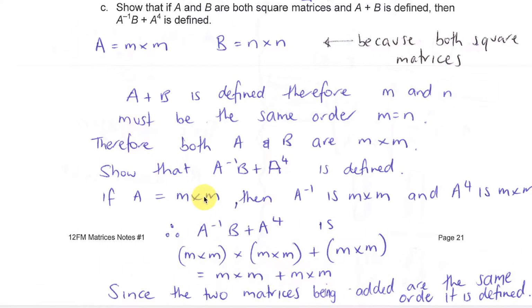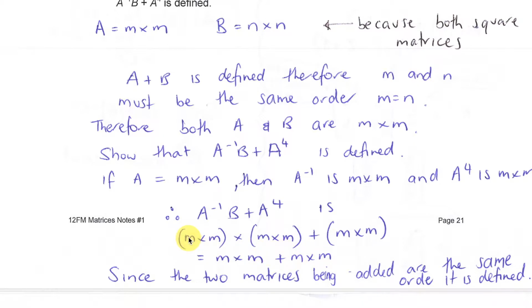So A is an m by m matrix, its inverse will be of the same dimension, so that's an m by m matrix, and A to the power of 4 is an m by m matrix. So if we look at our expression, I've got the inverse, that's an m by m, being multiplied by a B, and that's also an m by m, and then A to the power of 4, that's what we're adding to it, is also an m by m matrix.